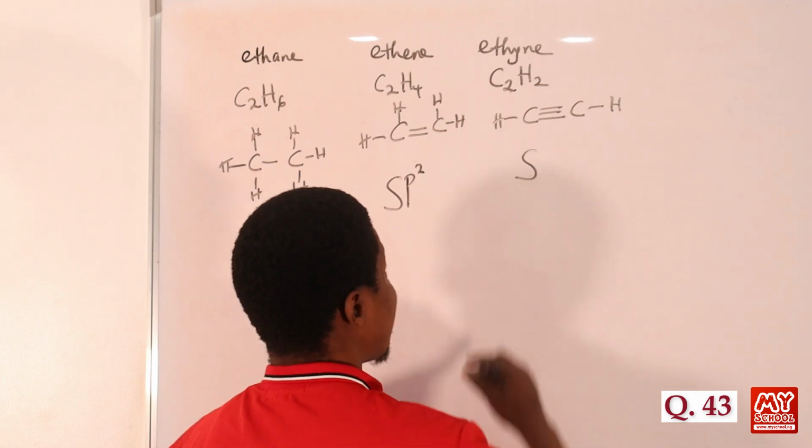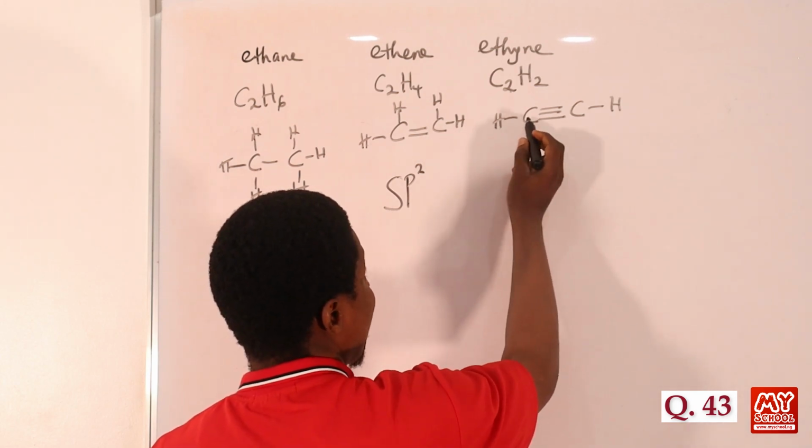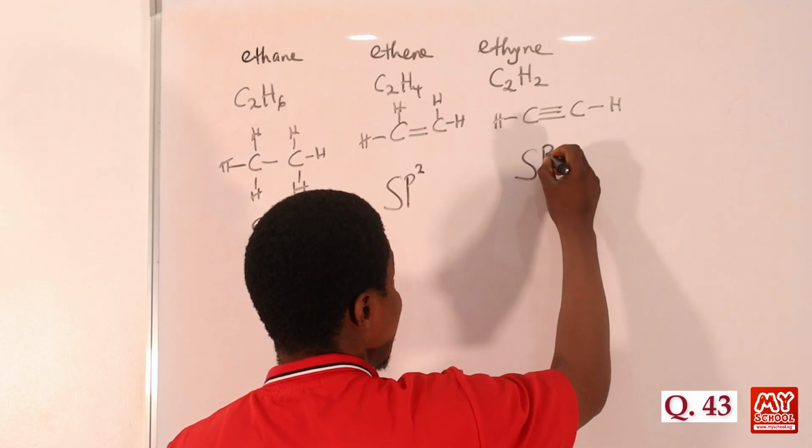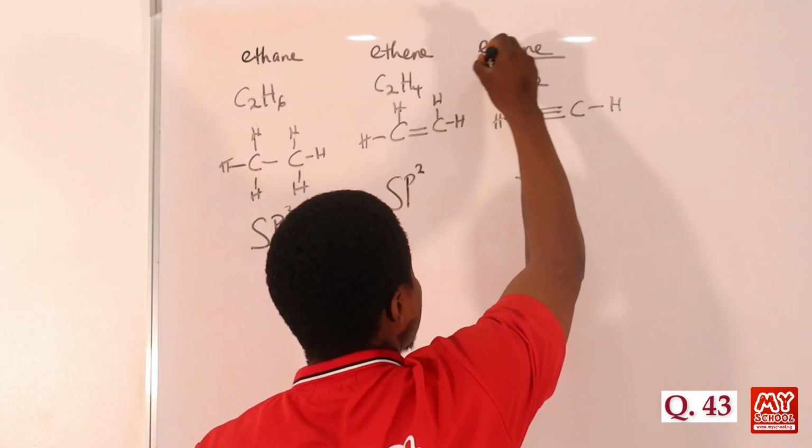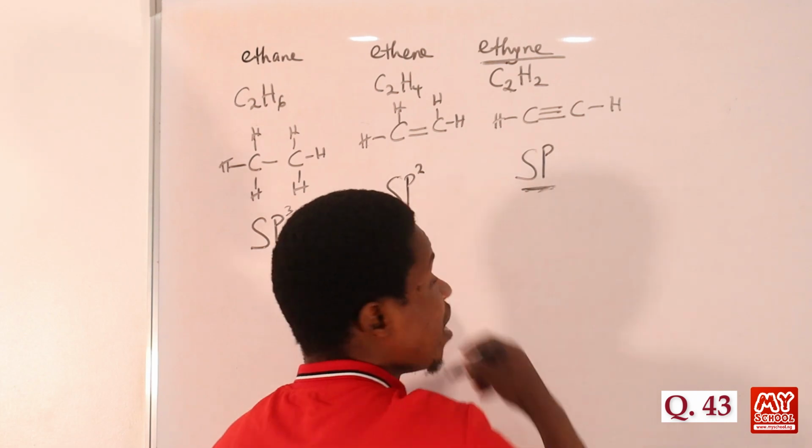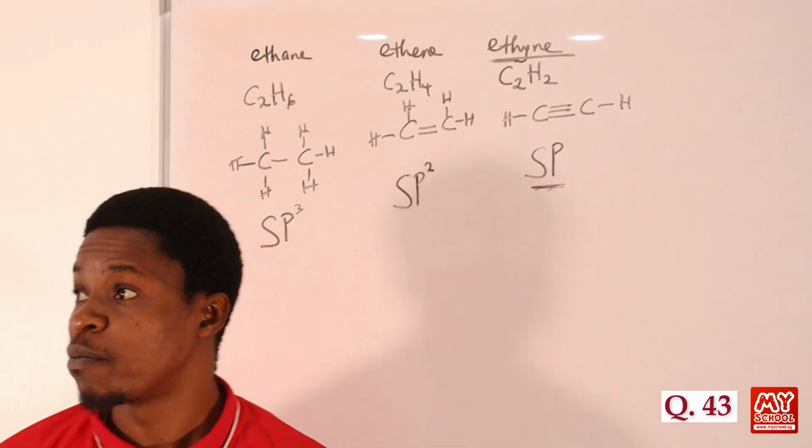s orbital. And then how many hydrogen do we have attached to this carbon? Just one, so that is sp. So this is our ethyne actually that was asked. So the hybridization that we have there is sp. So let's move to the screen.